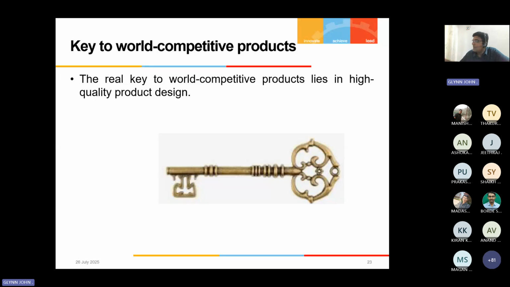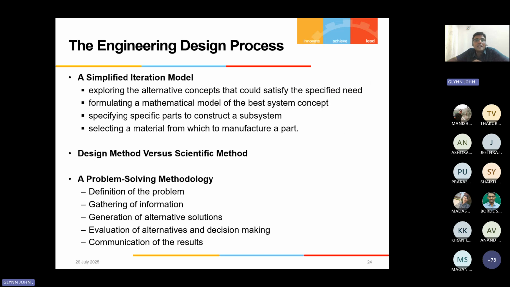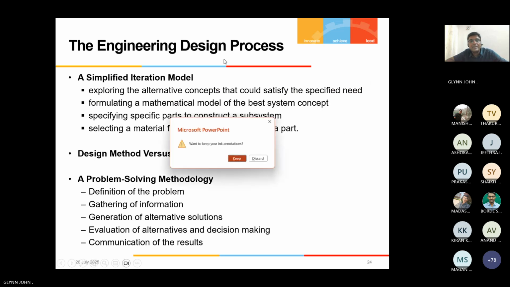So if you want to do that, then you need to do high quality product design. Overall, your product design matters. If your design is good, then of course your manufacturing is also good. Then you can at one point make world competitive products. So it totally depends on product design, high quality product design, right? That's the key to everything, right?